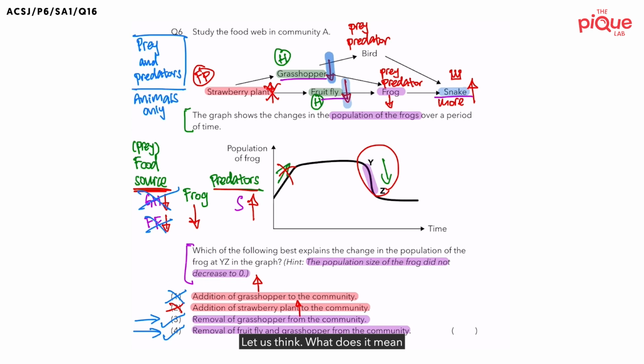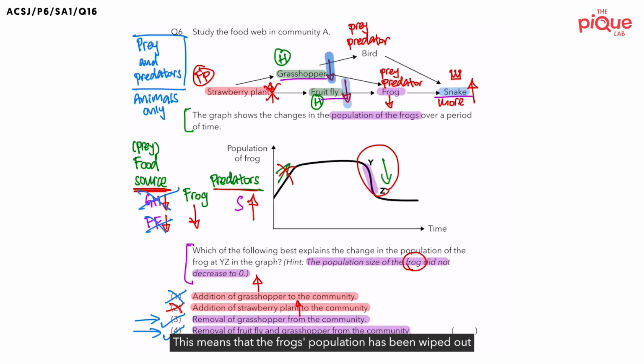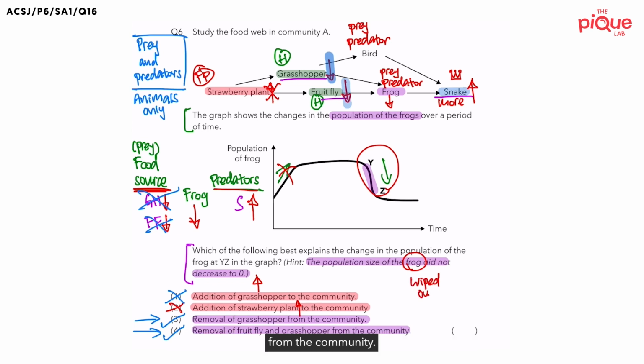Let us think. What does it mean when the frog's population decreases to 0? This means that the frog's population has been wiped out from the community. And how will the frogs be wiped out? They are only wiped out because they have no more food to feed on, causing all of them to starve to death and eventually die. So if the hint says that the frog's population did not decrease to 0, were the frogs wiped out? This tells us that the frogs were not wiped out and the frogs still have food to eat.